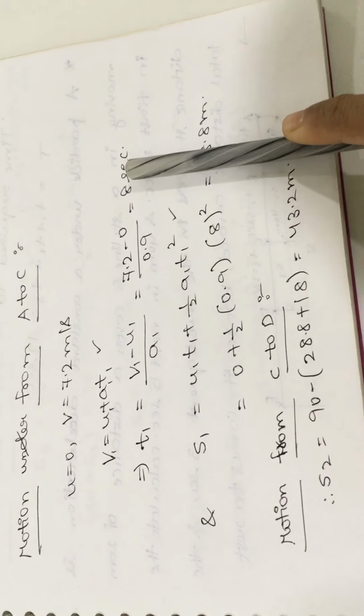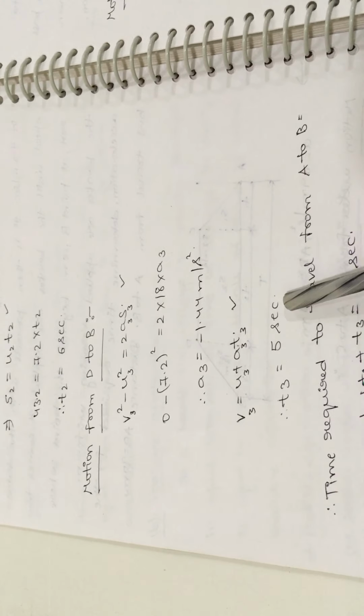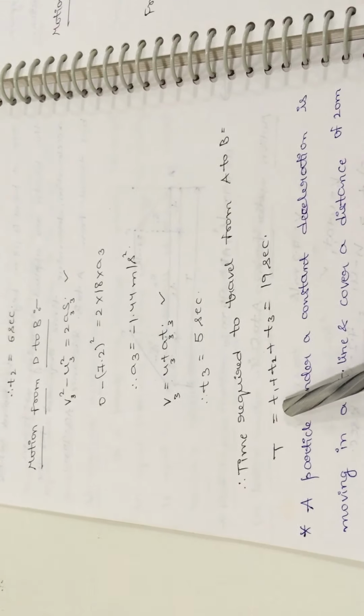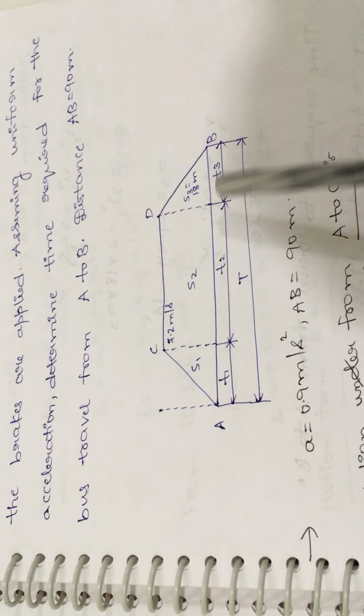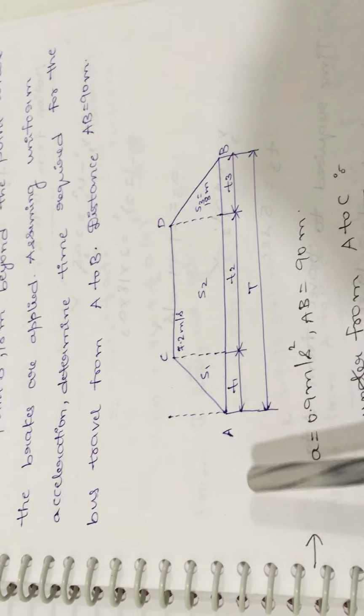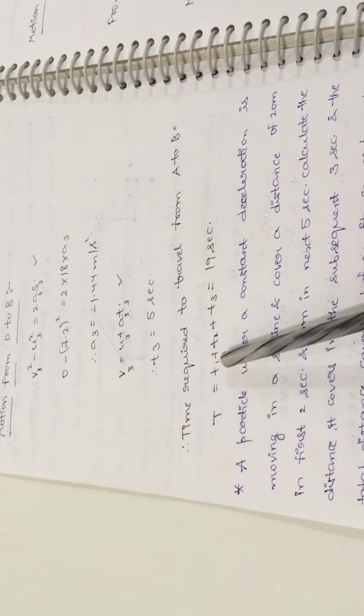Now from the three stages you get the T1 value as 8 seconds, T2 as 6 seconds, and T3 as 5 seconds. Now add all the times taken in the first stage, the second stage, and the third stage to get the total time required to travel from A to B. That is nothing but T1 plus T2 plus T3, and you will get the total T value from A to B point as 19 seconds.